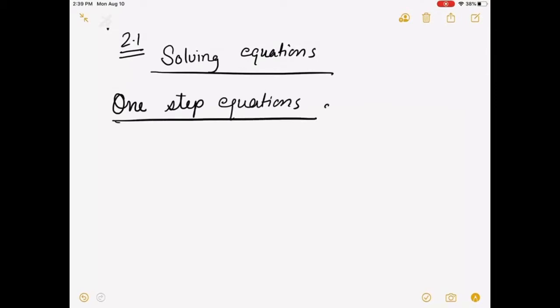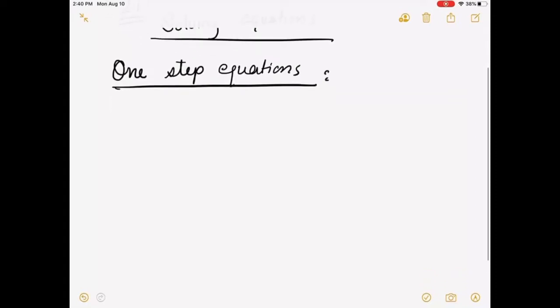Basically, the idea when it comes to solving equations is that we're just isolating the variable and then solving for that. So get that variable by itself and then just go from there. So let me start off with one-step equations.